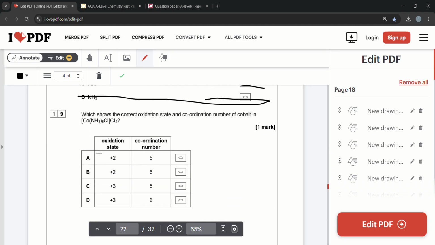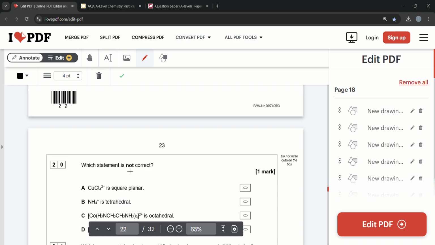19. Which shows the correct oxidation state and coordination number of cobalt in this? We've got this and this. Well, chlorine, Cl2, so we're going to have a 2 plus. And therefore this whole thing is going to be minus 1. That's going to be plus 3. Plus 3 and the coordination number is going to be 6.